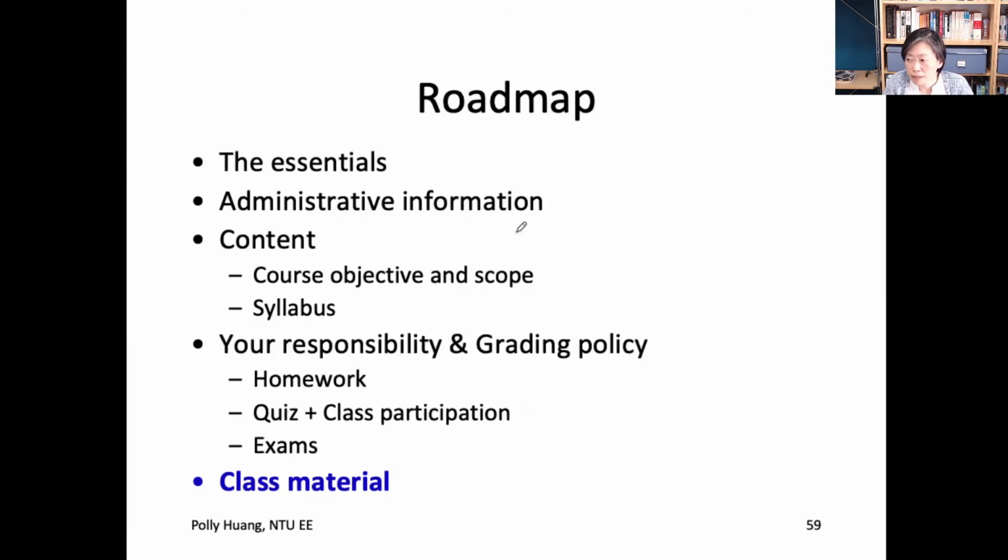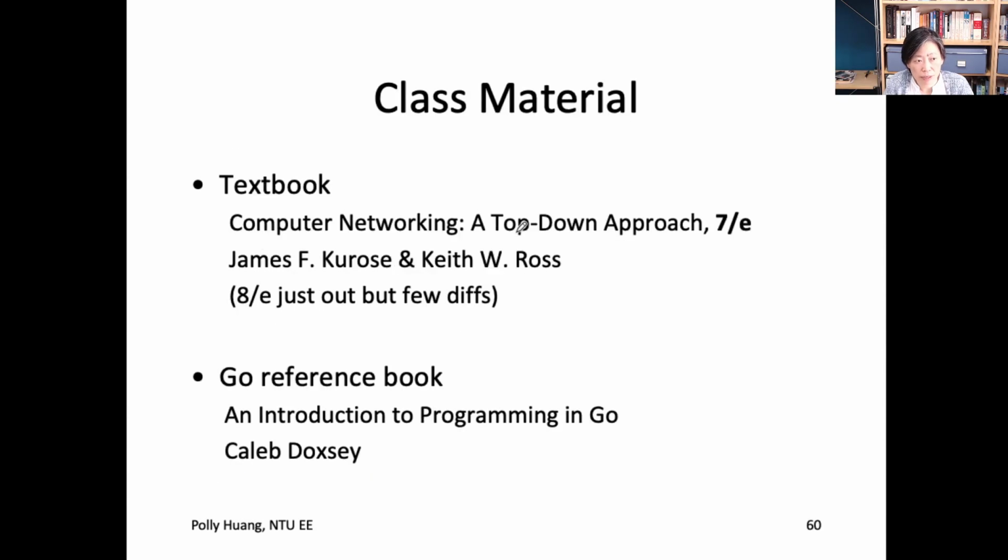Now, the last part is easy, the class material. The textbook is going to be the usual suspect, Computer Networking: A Top-Down Approach, the 7th edition. The 8th edition, the English version, is actually available, but it was just out. I'm not quite sure the domestic publishers have already imported the 8th edition yet. So for this semester, we are sticking to the 7th edition.